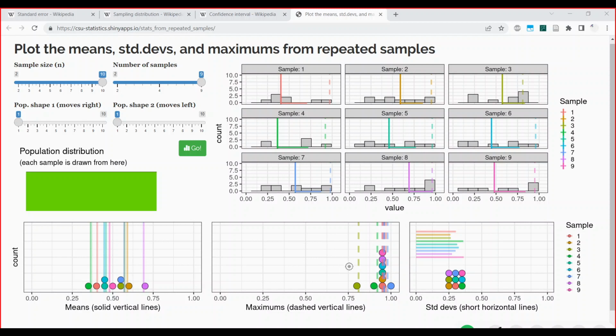Let's take a look at the behavior of this maximum. You can see these are all up here. Well, that should make sense. I took samples of size 10. The maximum is the biggest value in each sample, and so that tends to be up here on the right. Were I to decrease the sample size, let's bring it down to 3.